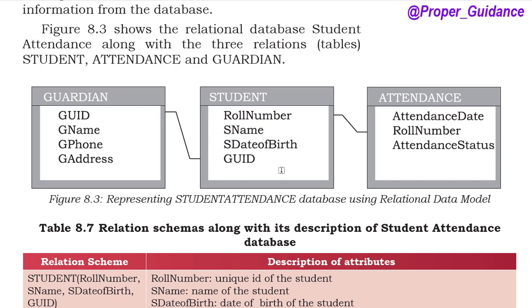is the common column for the guardian table as well as the student table, and this student table is also related to the attendance table, where we can see that there are 3 columns here: attendance date, roll number, and attendance status. So roll number and roll number. The column roll number in the student table is the same as the roll number column in the attendance table. So this is the representation of the student attendance database using the relational data model.